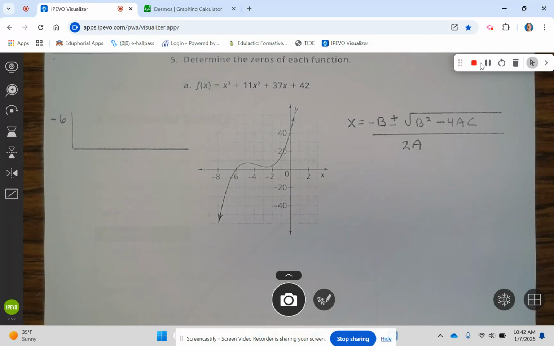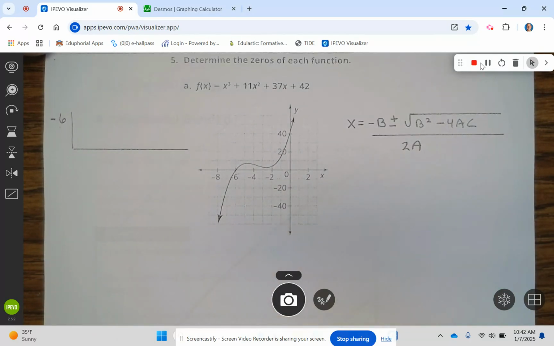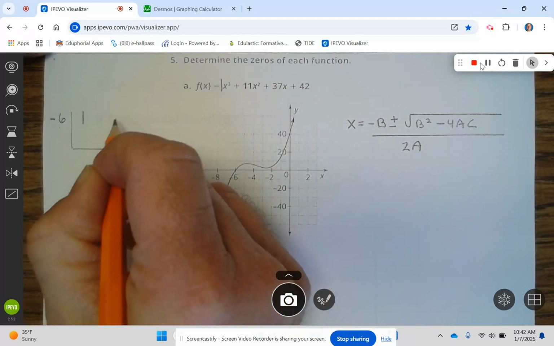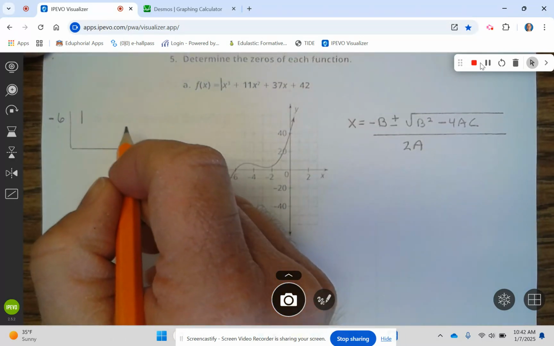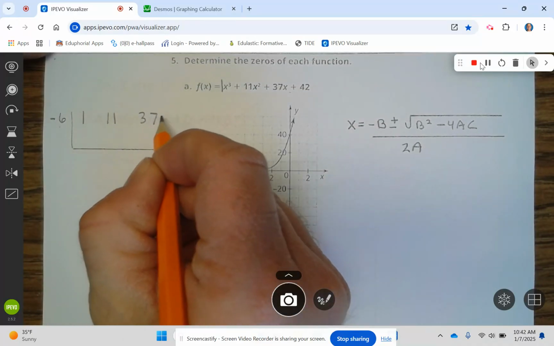So we have f of x equals x cubed plus 11x squared plus 37x plus 42. Now, what we're going to do is use synthetic division. Now, we already have a 0, and we can use that as a number here for synthetic division, which will reduce the function so then we can find the remaining 0. So then we take this, so that's 1. We have x cubed, squared, x, so we're good, so that's 1, 11, 37, 42.